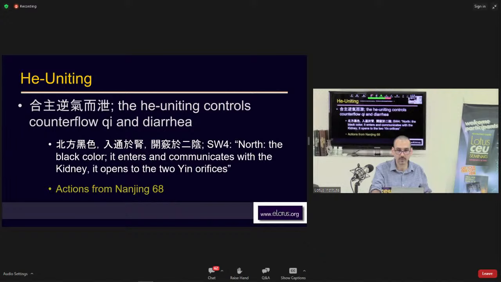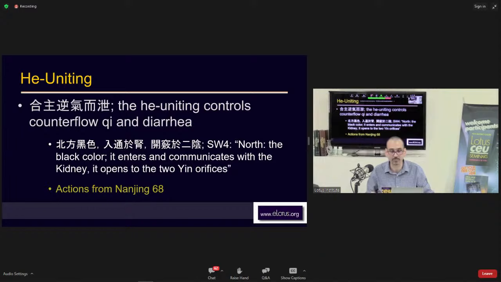The He uniting points, and I'm going to try to encourage us to stop saying "He Si," because the word in Chinese is not "Si" as an ocean. The He means to come together, which is the image of an ocean, which is why they call them the He Si points. But the coming together is more important. Then if you understand the image of an ocean or a sea as something coming together, you're okay. If you don't understand that's what this comes from, then we maybe miss some of the function.